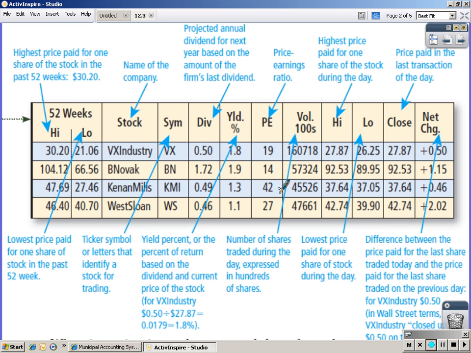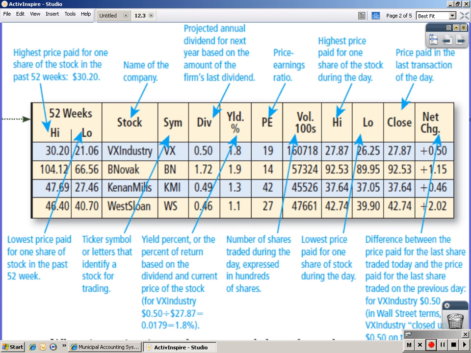The price to earning ratio. The number of shares traded during a day. Okay, the volume of shares. Then you have the high and the low for the day of the stock, what it closed at, and the net change. Okay, notice if it has a plus by it, the stock has gone up for the day. If it has a minus by it, it's gone down. You always want your stock to rise. Okay, falling stock means you're losing money.